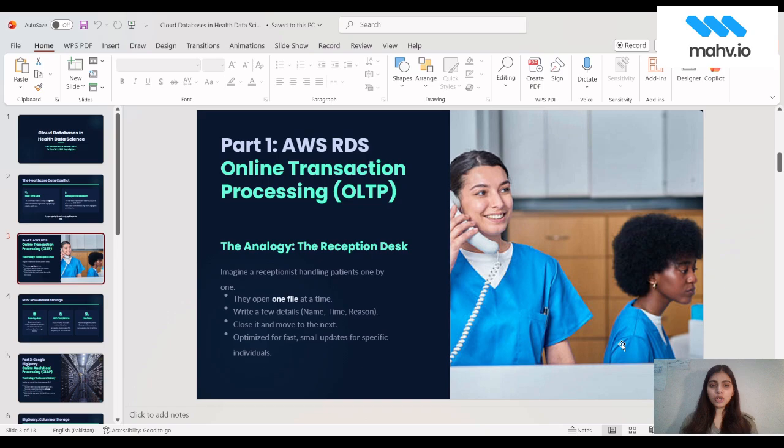Okay, so part one here is AWS RDS, online transaction processing, OLTP. Think of AWS RDS like a hospital reception desk. Just imagine this is a hospital reception desk, and on that desk, what happens? One patient at a time, one file opened, small updates, and if that file is closed, then the file of the next patient is opened. So the patient checks in, a nurse checks his or her blood pressure, which could be like 120 by 80 or something. The doctor adds a prescription. So this whole process is fast, it is focused, and it is precise.